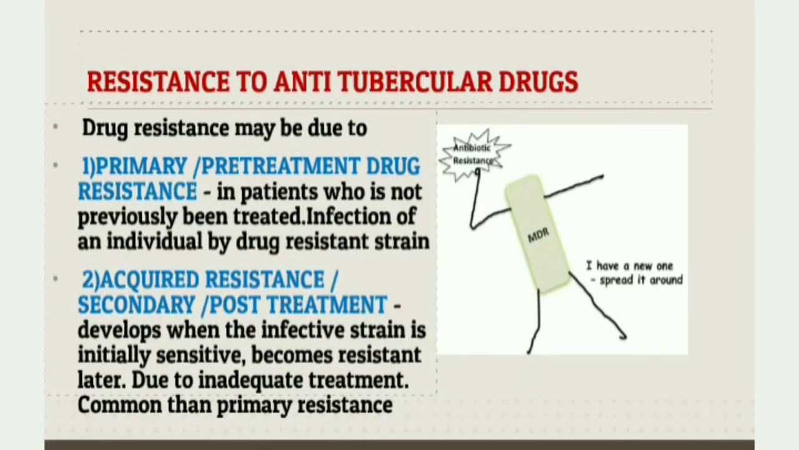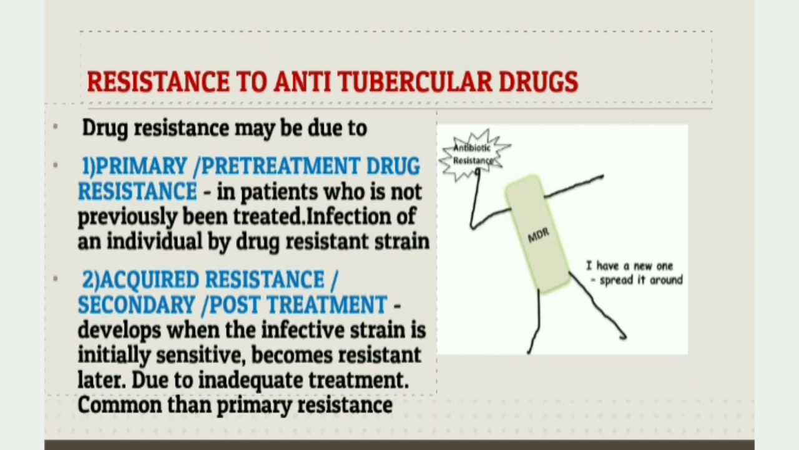Next, let's discuss drug resistance, which is a very important topic. Drug resistance can be primary or pre-treatment drug resistance, and acquired or secondary or post-treatment drug resistance. Primary or pre-treatment drug resistance is developed in a strain infecting a patient who has not previously been treated. That is, this type is seen in a new patient who is not exposed to TB before.